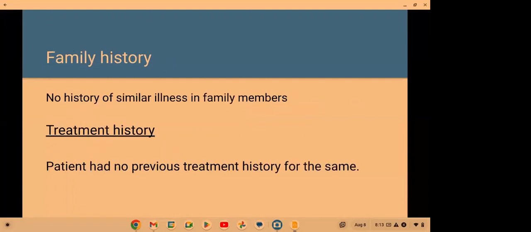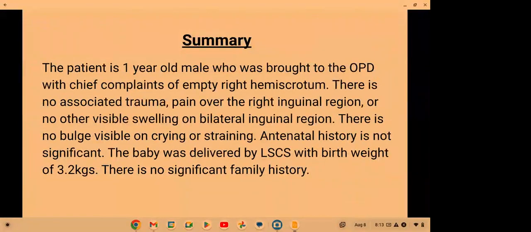Family history. There is no history of similar illness in any family members. And treatment history, the patient had no previous treatment history for the same issue. So summary of the case, the patient is a 1-year-old male who was brought to the OPD with chief complaints of empty right hemiscrotum. There is no associated trauma, pain over the right inguinal region, or any other visible swelling on bilateral inguinal region. There is no bulge visible on crying or straining. Antenatal history is not significant. The baby was delivered by lower segment cesarean section with birth weight of 3.2 kgs, and there is no significant family history.